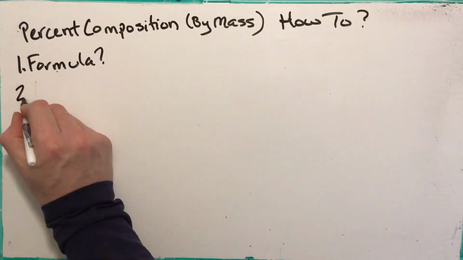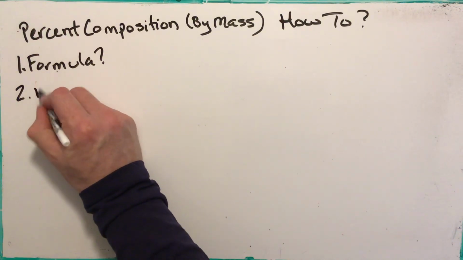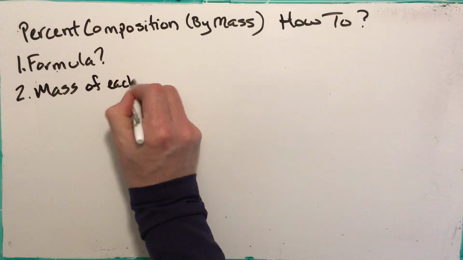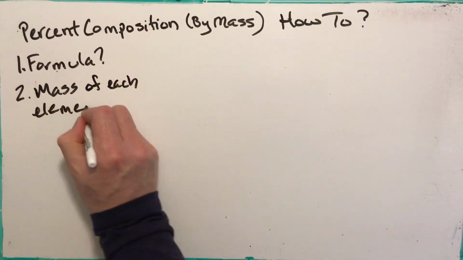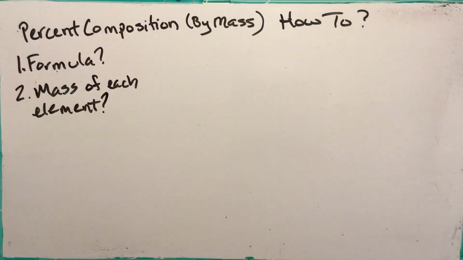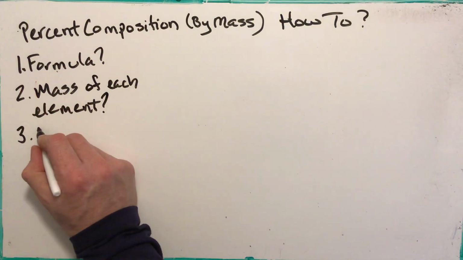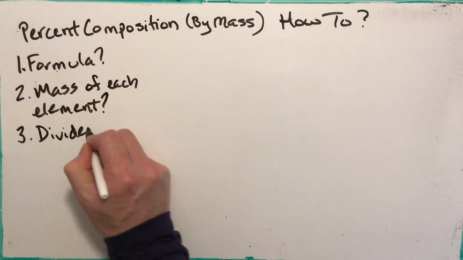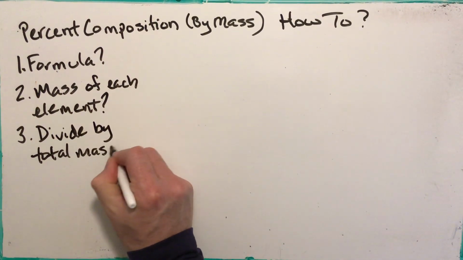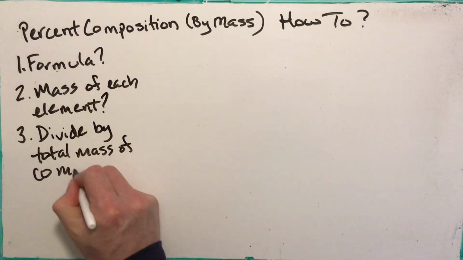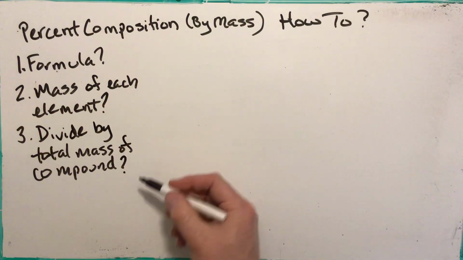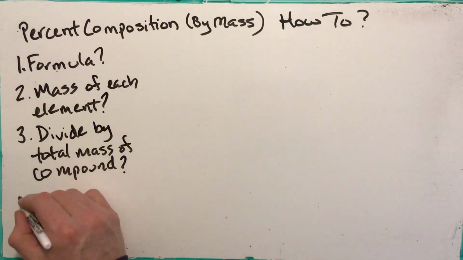All right? Number two, I got to find the mass, because it's by mass, of each element in that compound. All right? Did I get the mass for each element in the compound? The second thing, I'm going to take the mass of each element and divide by total mass of the compound. All right? So did I do that? I'll put a question mark here, meaning did I do this?